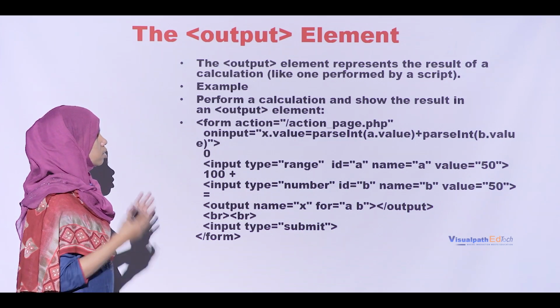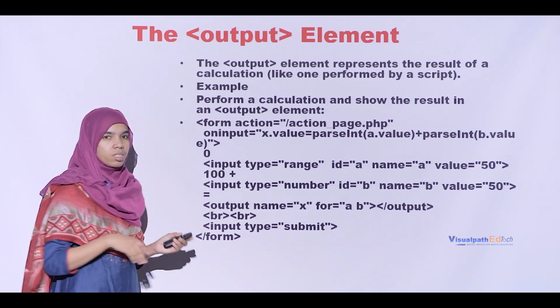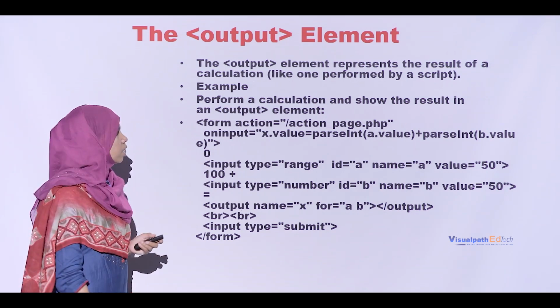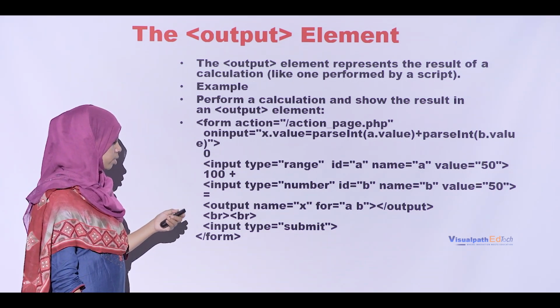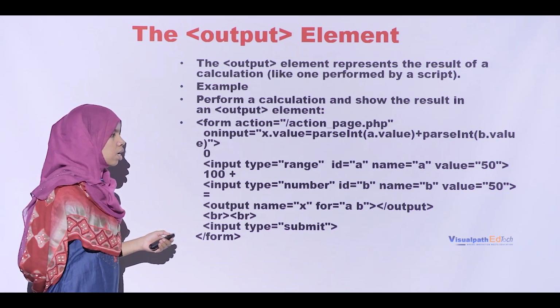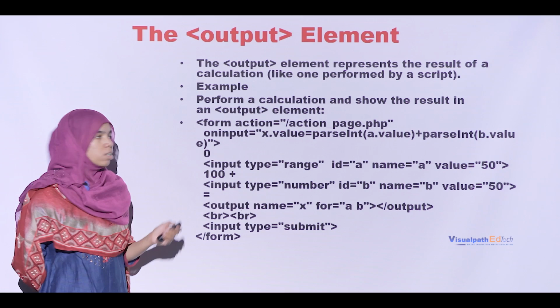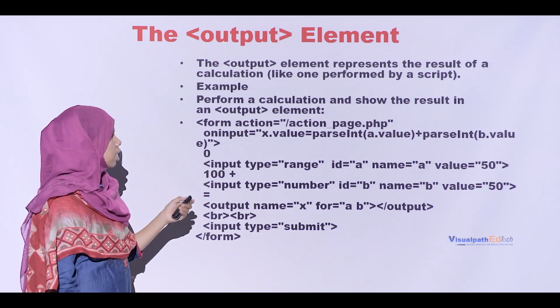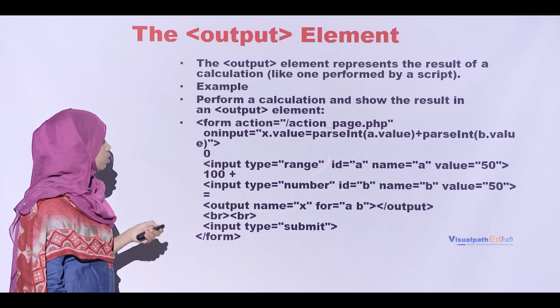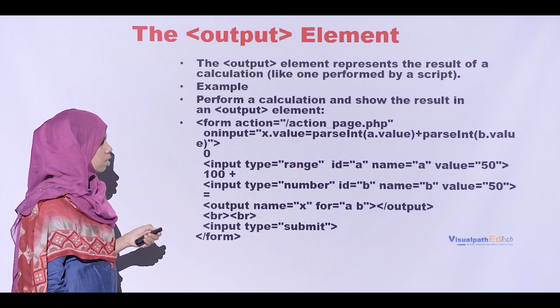Output tag. This tag basically performs a calculation to give you the output in the browser. Here, what are we doing? We are performing a calculation, the addition of these two integers, and displaying it in the browser. We do that with the help of the calculation, and the element we use here is the output element, which gives us the particular output.